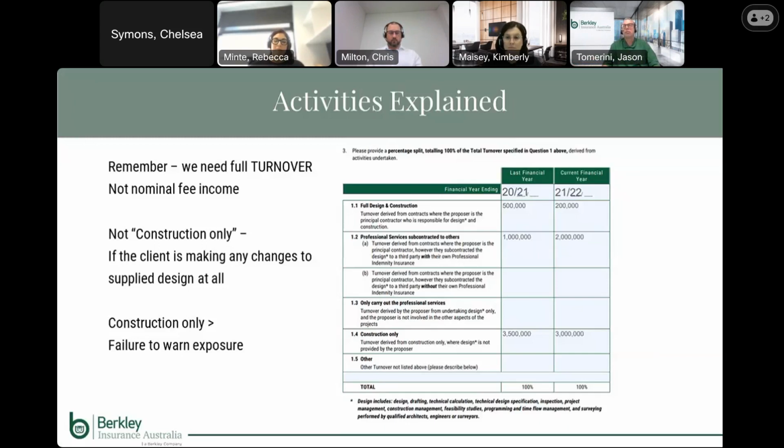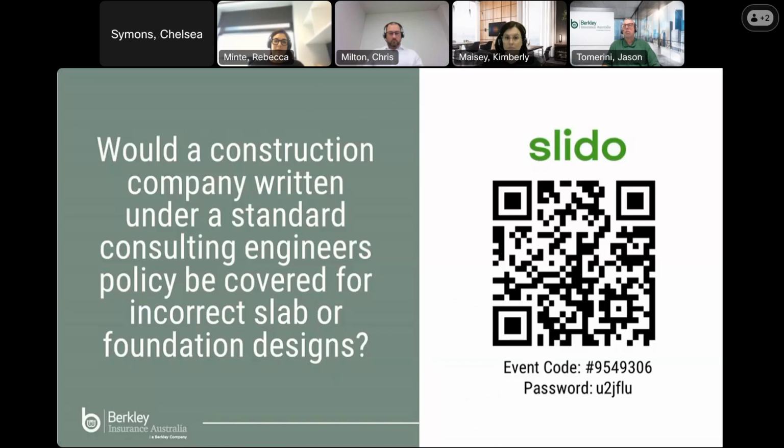So I'm going to be finishing up with a quick Slido. And the question we will be asking is, would a construction company written under a standard consulting engineer's policy be covered for incorrect slab or foundation designs? And we are stating here that the client is also constructing those designs.